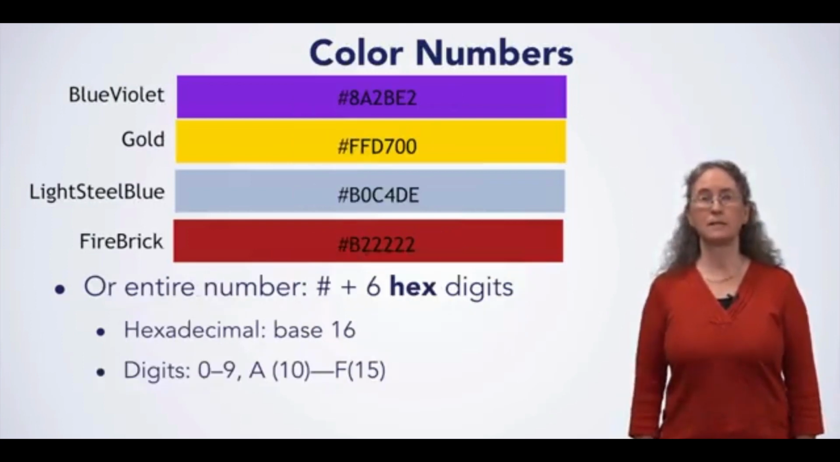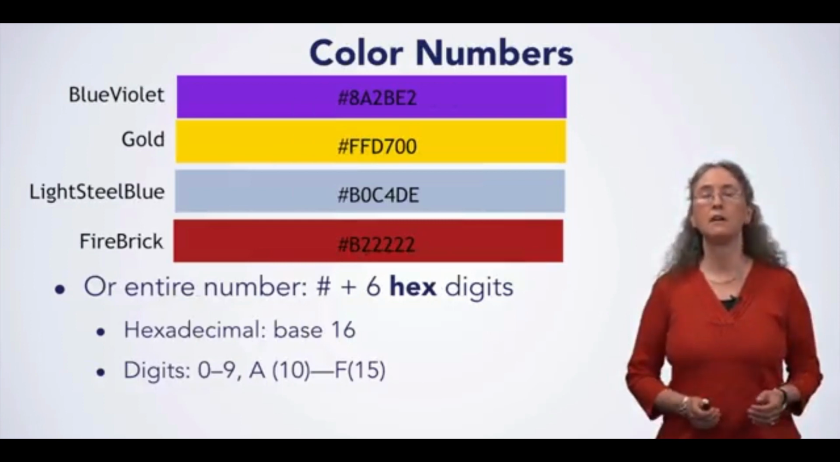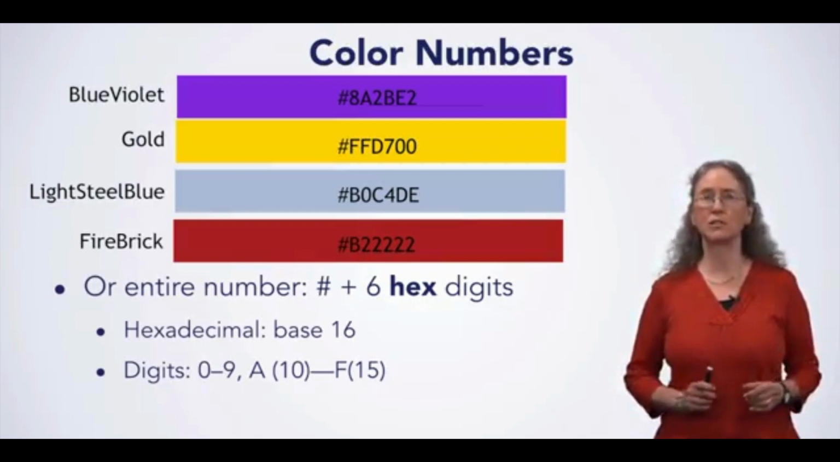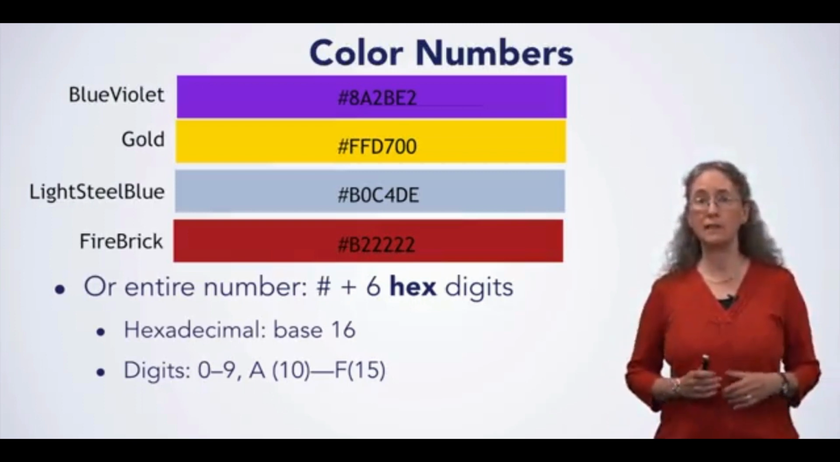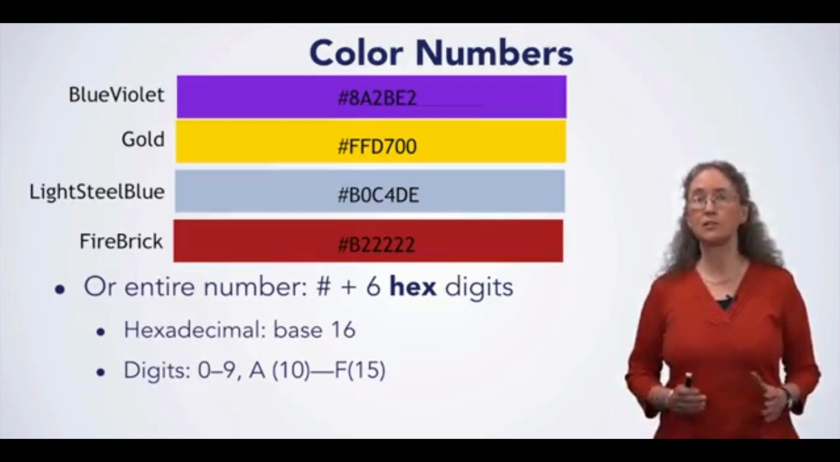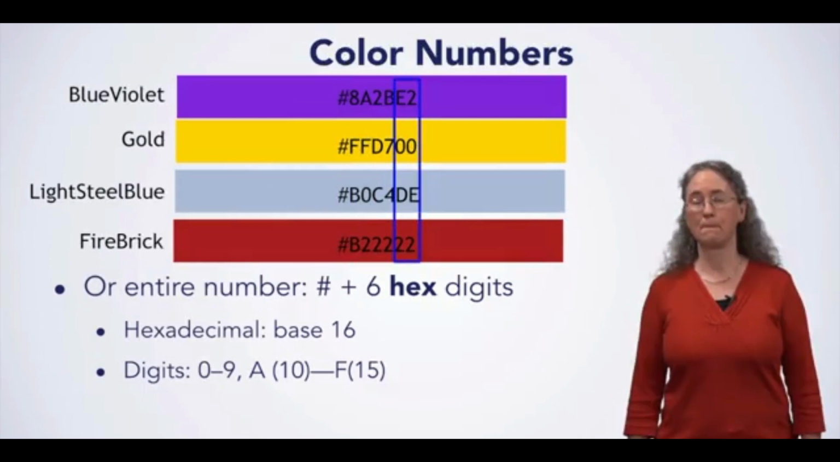You can also specify a color by its entire numerical value by writing a pound sign followed by 6 hexadecimal digits. Hexadecimal means base 16, so each digit has a value from 0 to 15. Hexadecimal is convenient to write RGB values since each color has 256 possible values, meaning exactly 2 hexadecimal digits. The left 2 digits here specify the red. The middle 2 digits specify the green, and the right 2 digits specify the blue.